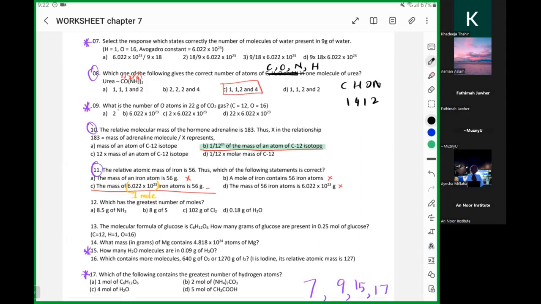Okay, now I'll discuss question 7. Select the response which states correctly the number of molecules of water present in 9 grams of water. H equals 1, O equals 16, oxygen. Avogadro constant also is given. Okay, now this is how you do such a question. Question number 7.